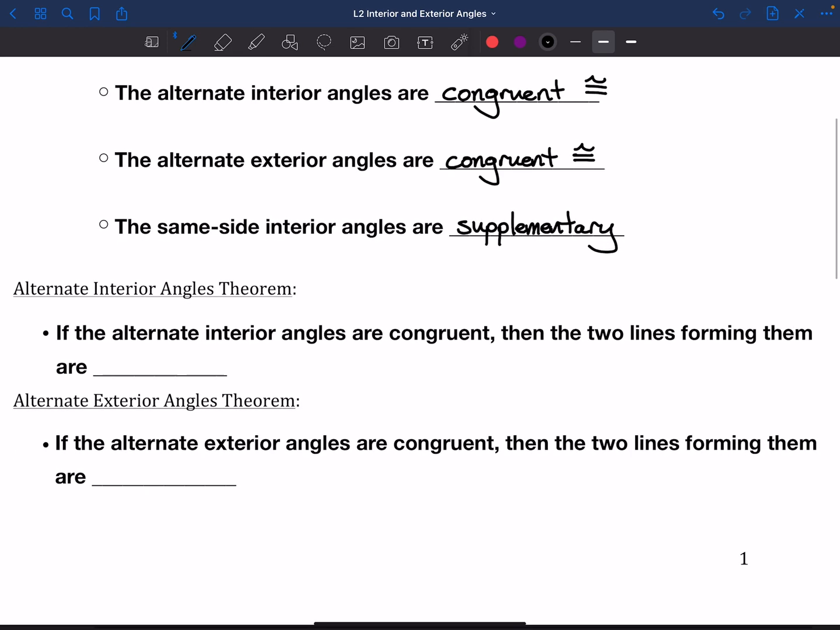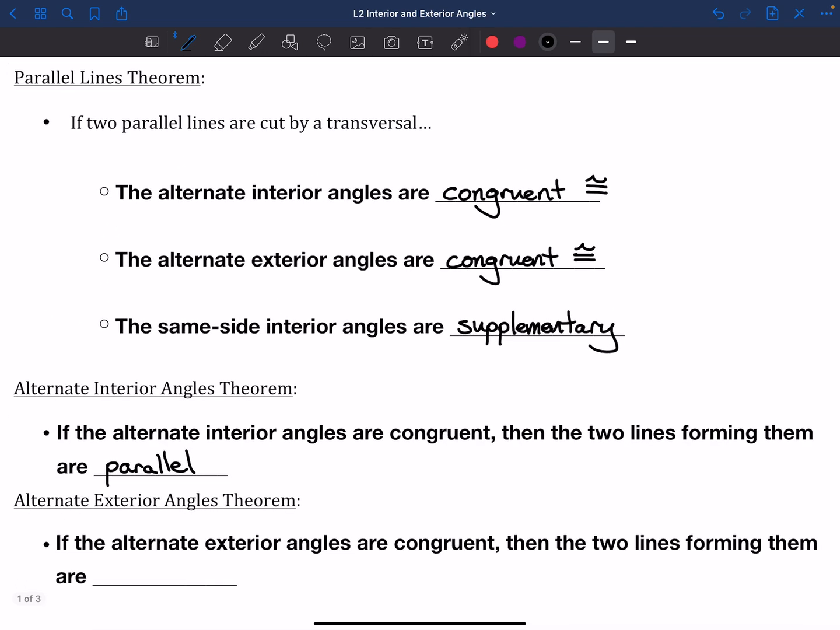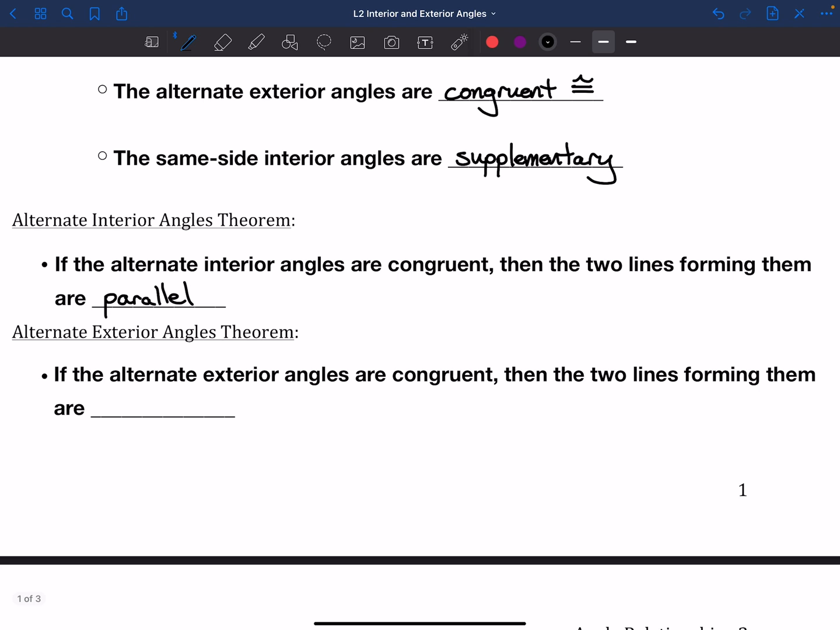We've got a couple theorems here, right? If the alternate interior angles are congruent, say you know it by some other way, then the two lines forming them are parallel. So this is kind of taking this thing we just finished writing and saying it in reverse, right? If the alternate interior angles are congruent, and you know that some other way, then the lines have to be parallel. Same thing for the alternate exterior ones, right? You can read through it, but it's actually just the same thing all the way through, except it's talking about the exterior ones instead of the interior ones, right?